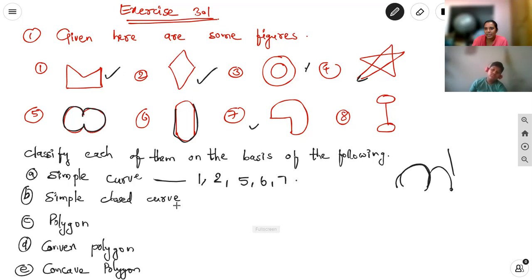Next, simple closed curves, either the curve or the straight lines. It is also closed only. Which ones are the simple curves? These all are simple curves: 1, 2, 5, 6, 7. In that, we check whether those curves are closed or not. All the figures are closed curves only. So the simple closed curves are 1, 2, 5, 6, because those are simple and closed.